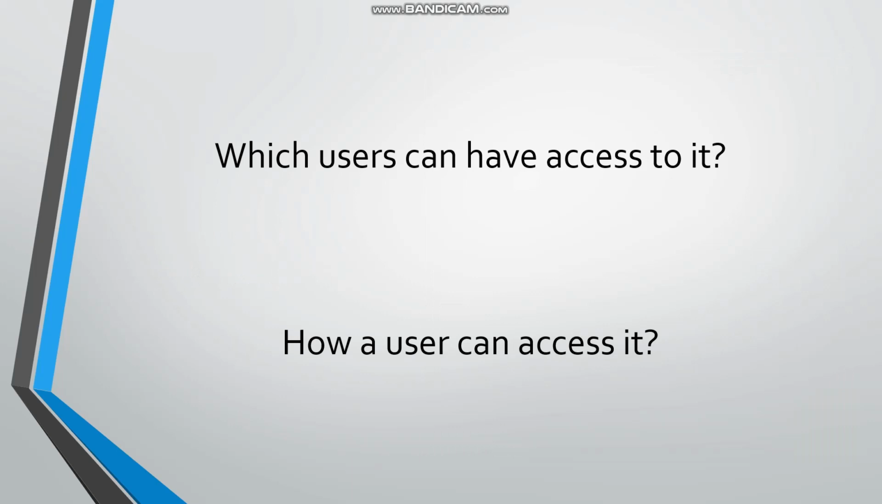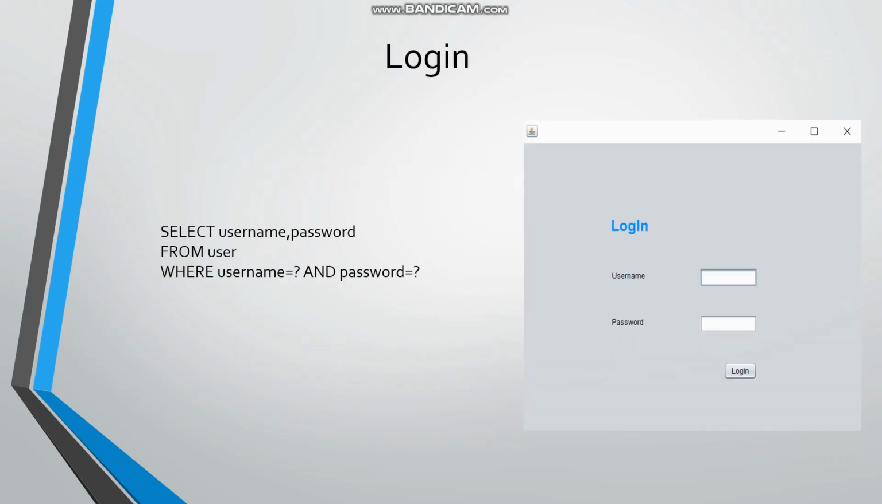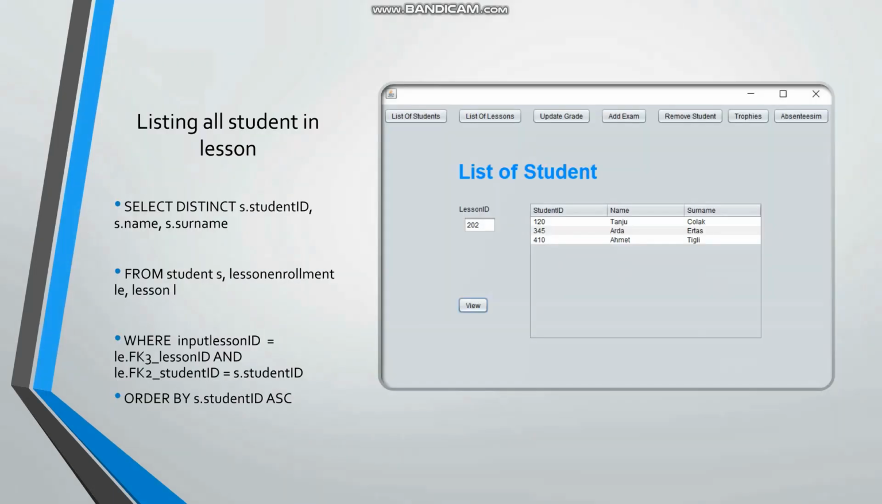Which users can access this app and how can they access? It's an app for teachers. Students cannot access it. Teachers can log in with their username and password. Username is not teacher name. Teachers can choose their own username and password for login when they sign in. After logging into the system successfully, we can see some actions on the system.